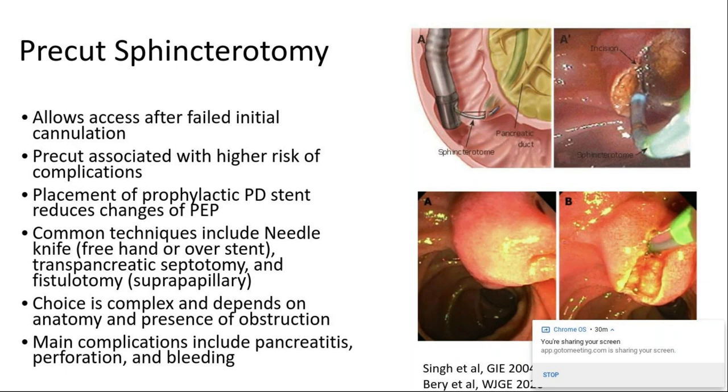So when wire access to the bile duct is not achievable, a pre-cut can be indicated. Now, this approach is determined by two key factors, namely the size of the bile duct and the morphology of the papilla. A variety of techniques are available, some of which I'll discuss on the next slides.